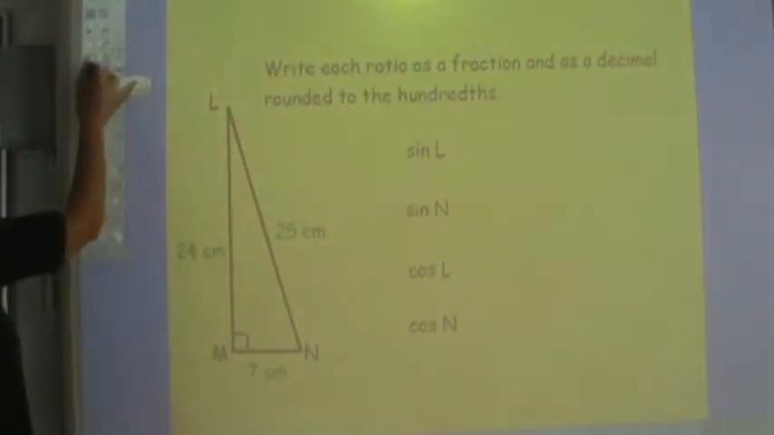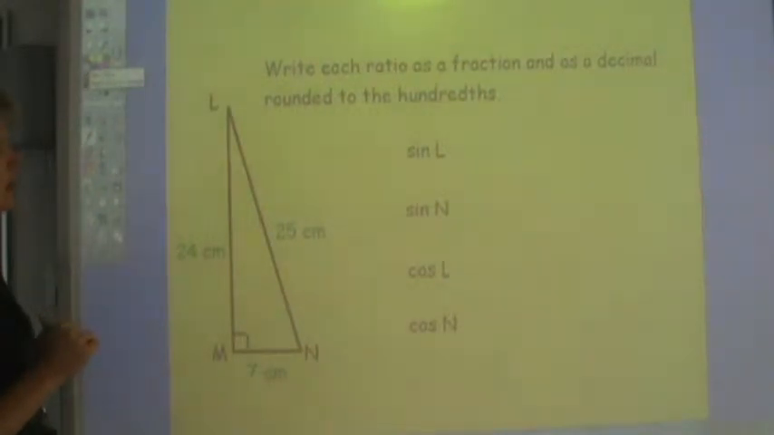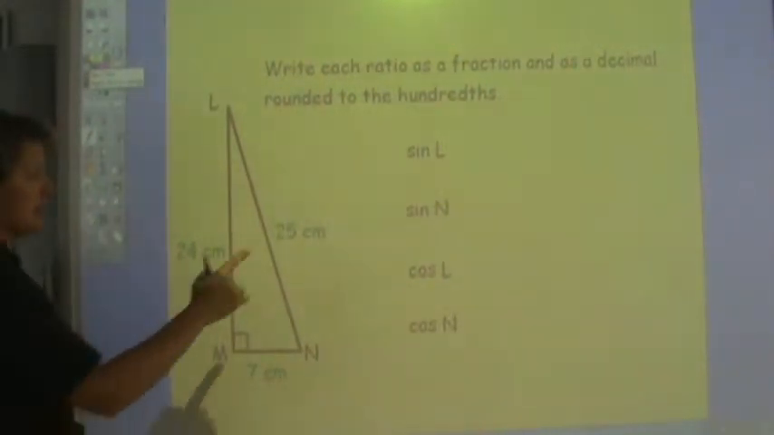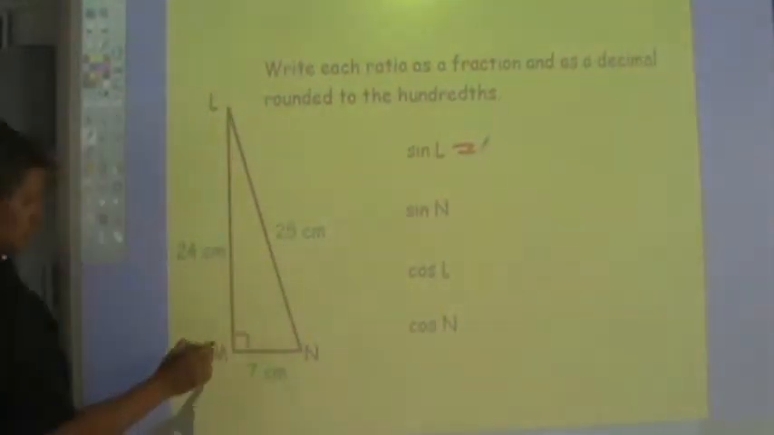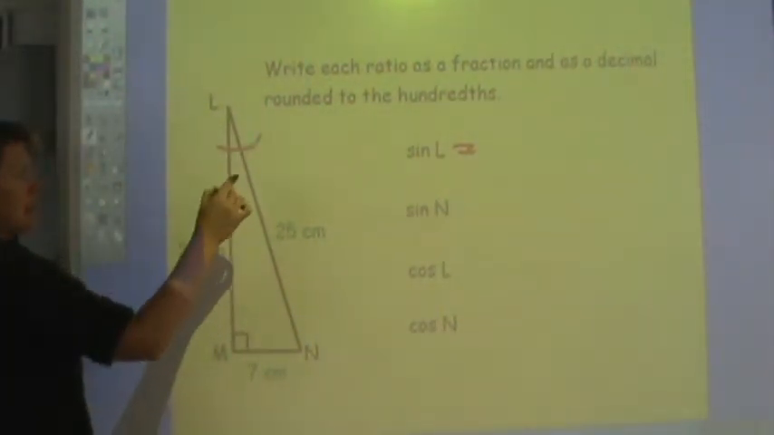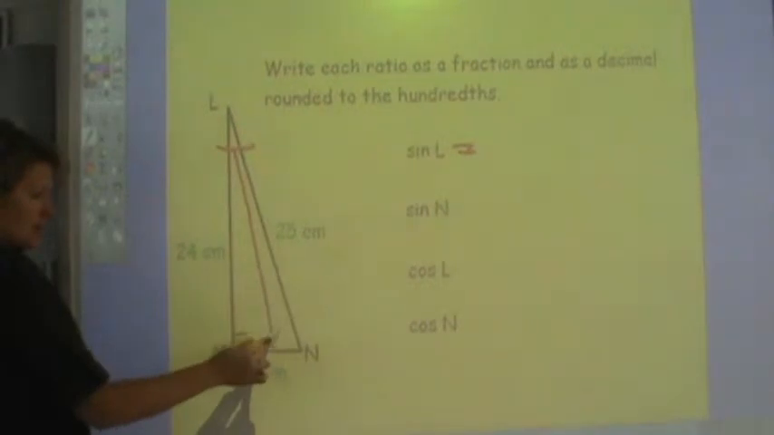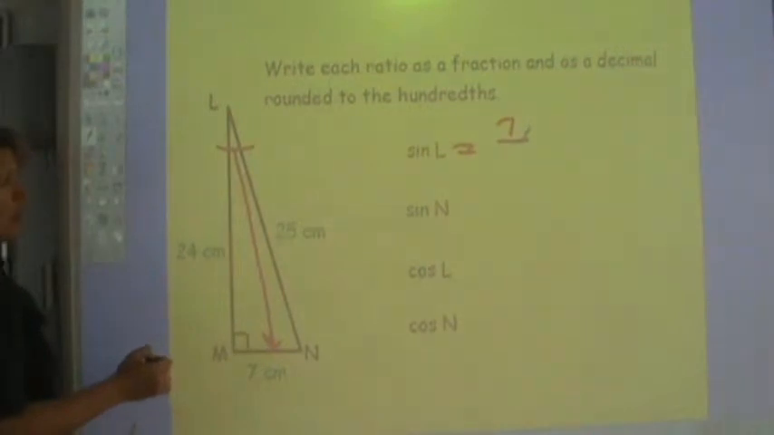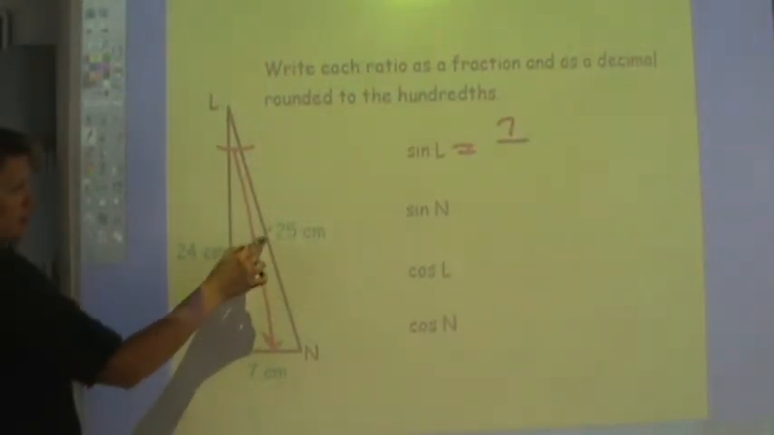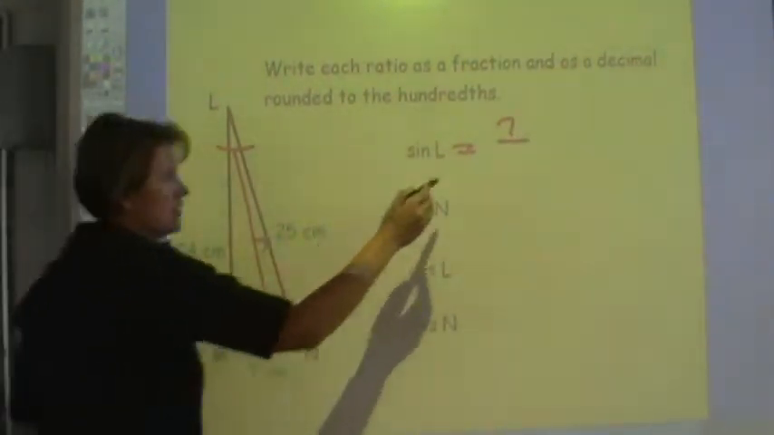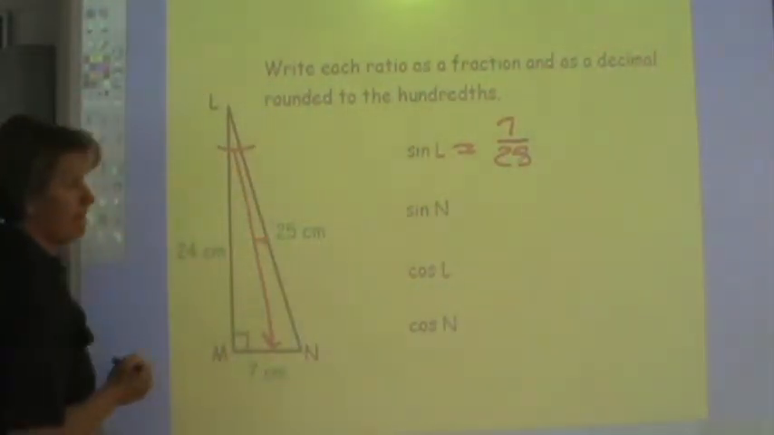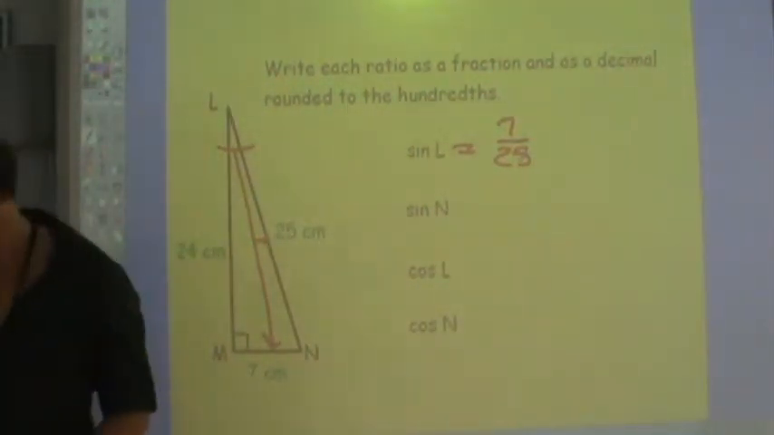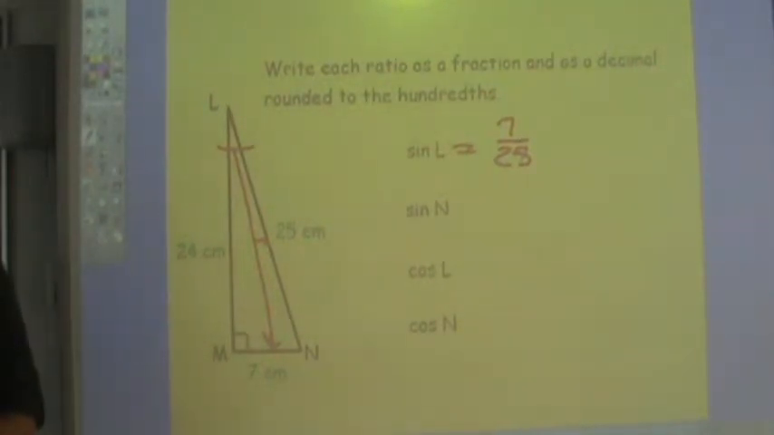Write each ratio as a fraction and as a decimal rounded to the hundredths. So sine of L. From L, sine means opposite, so opposite is over here, so that's going to be 7, over hypotenuse, which is always the one opposite your right angle, so in this case it's 25. And then we're also supposed to give that as a decimal, so I'm just going to go 7 divided by 25, and it's 0.28.